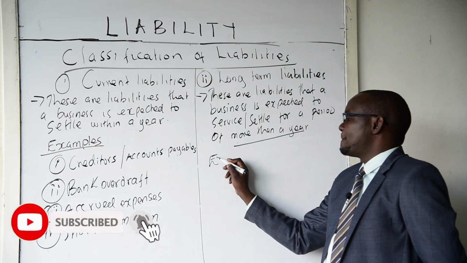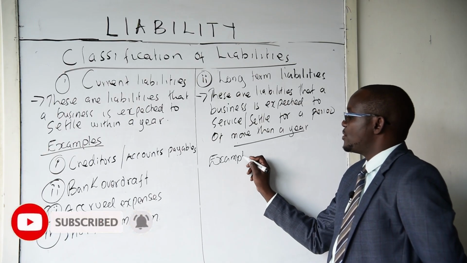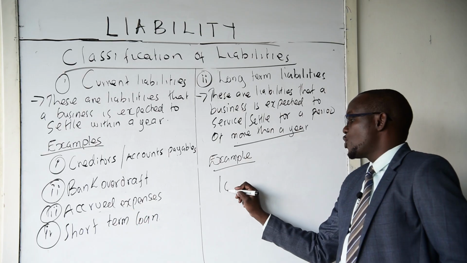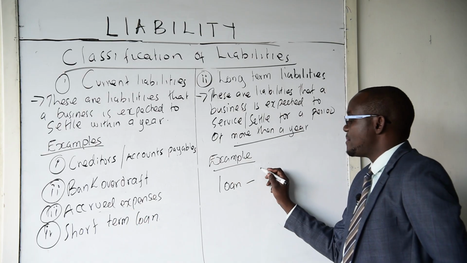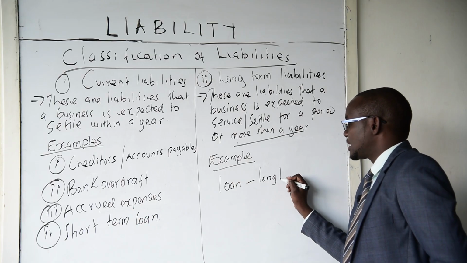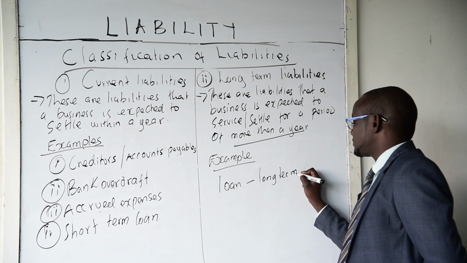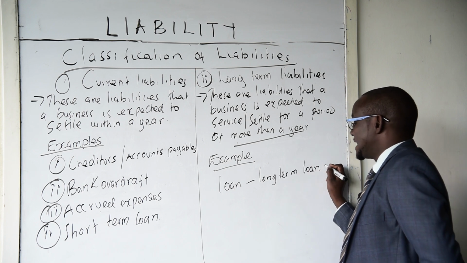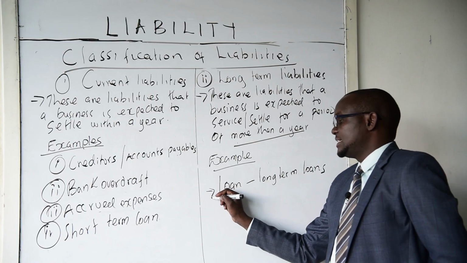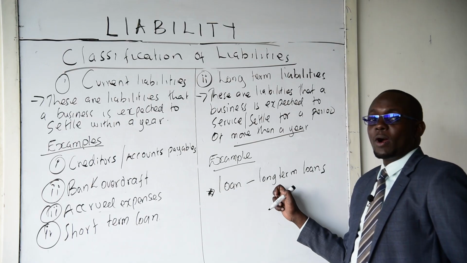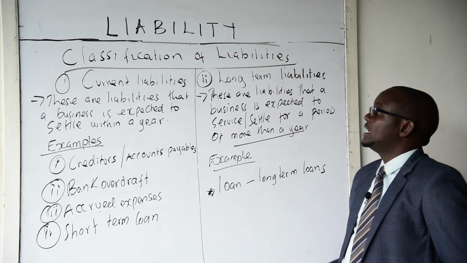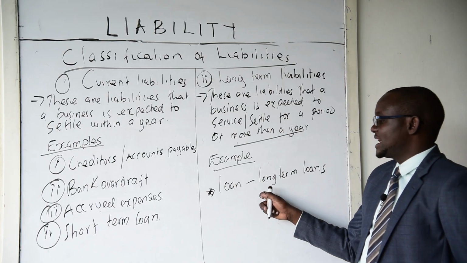The main example of this is the loan, I mean long-term loans. Any loan that is expected to last for more than 1 year is called a long-term loan, and this forms the major long-term liability.